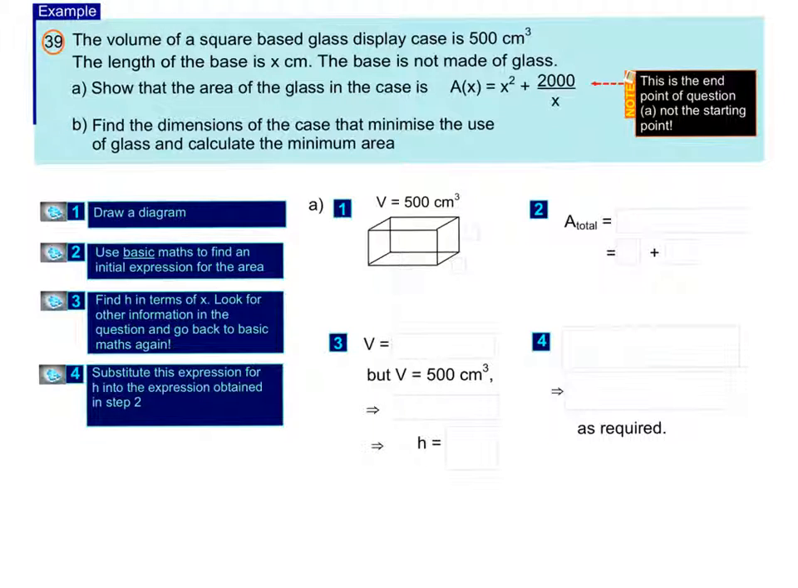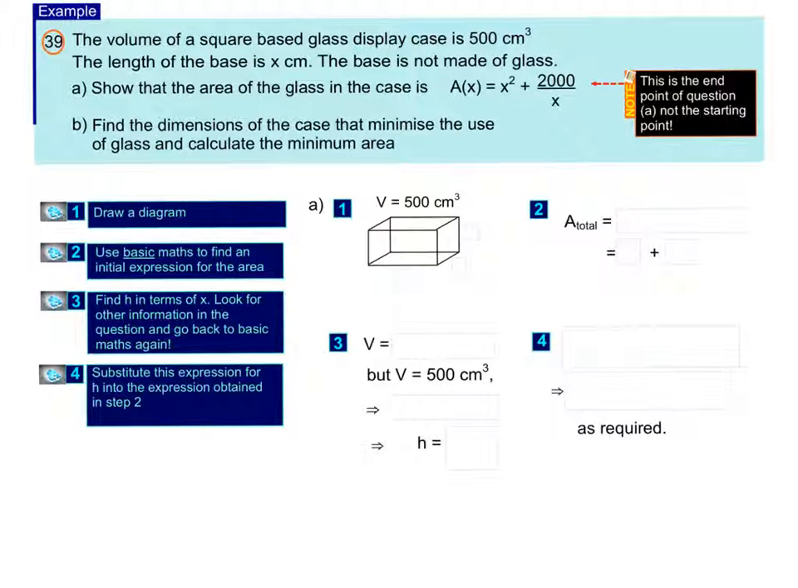We've got a square based glass display case. Tells us the volume is 500 cubed centimetres. We're told the length of the base is x, and we're also told that the base is not made of glass. And we have to show that the area is given by this formula here, x squared plus 2000 over x.